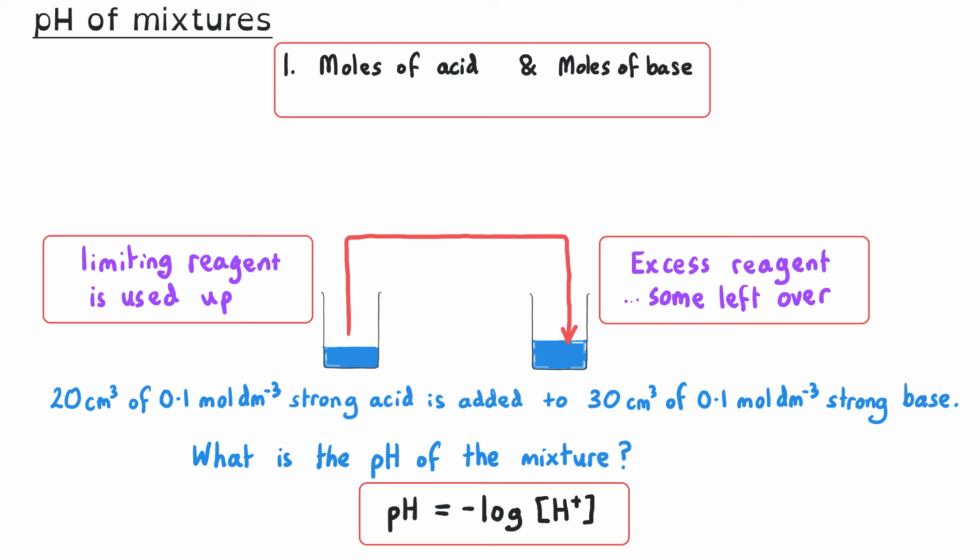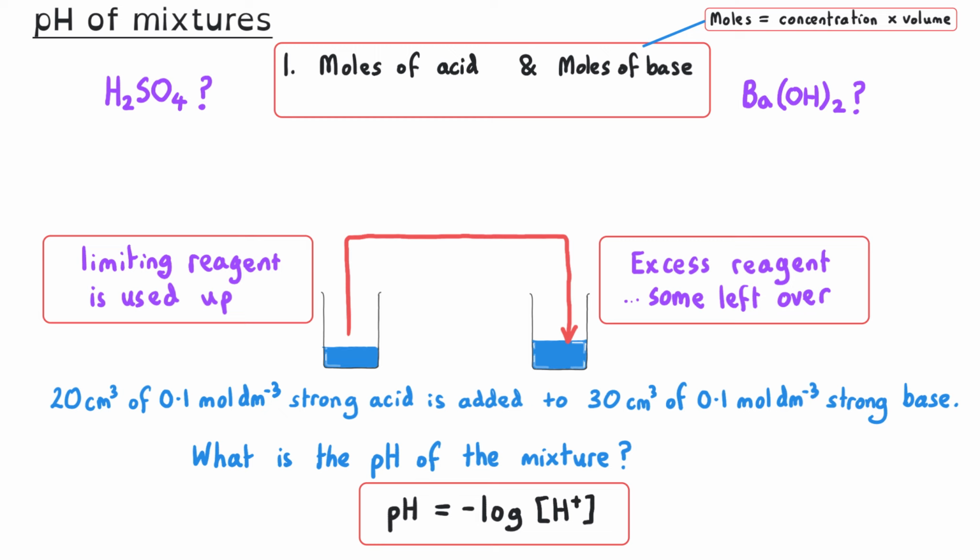Firstly, we need to calculate the moles of acid and the moles of base that we have at the start of this experiment. And this is most likely going to be done using the equation moles equals concentration multiplied by volume. And then it's worth looking at the formulae of the acid and base involved to see whether the acid is capable of donating more than one hydrogen ion, or the base is capable of donating more than one hydroxide ion. And if that is the case, we would need to scale that up by perhaps doubling the moles of acid to get the moles of H+, for instance. This step is not necessary for a weak acid, since weak acids only partially ionize.